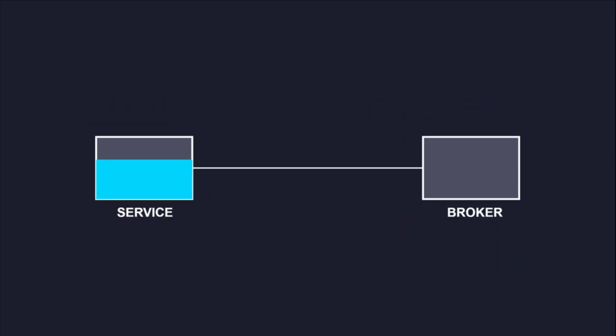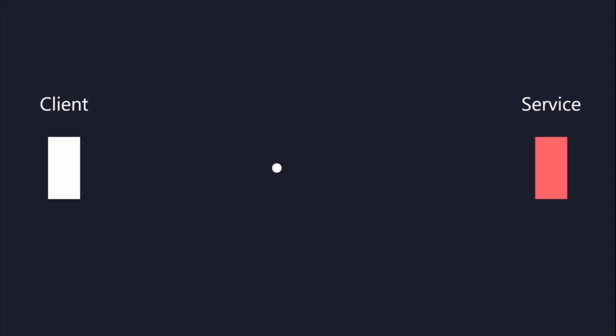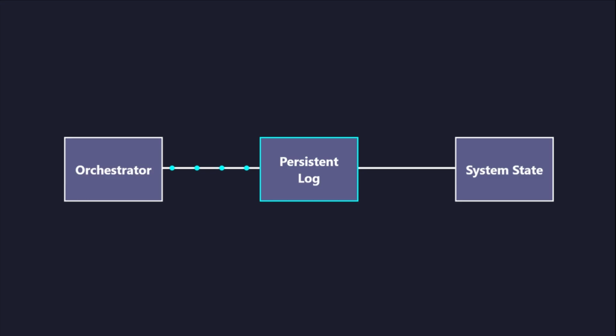A service might crash after its local transaction commits, but before it sends the success event. Your infrastructure must handle this crash recovery. Use exponential backoff for retrying compensations. This prevents a failing downstream service from being overwhelmed by a flood of repetitive recovery requests. Orchestrators must write every transition to a persistent log. This log is the source of truth for the system state during a total power failure.